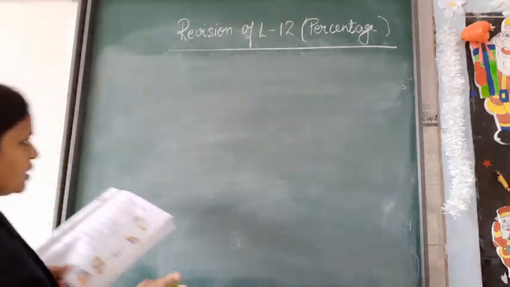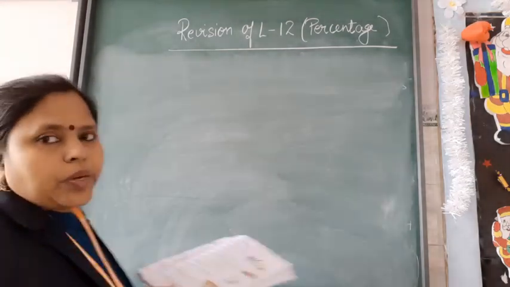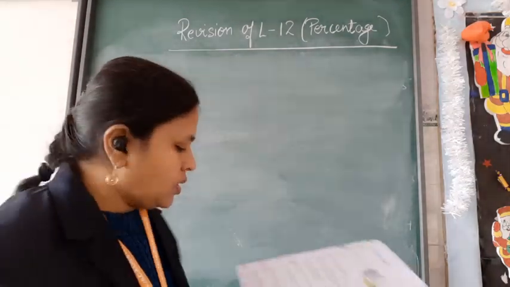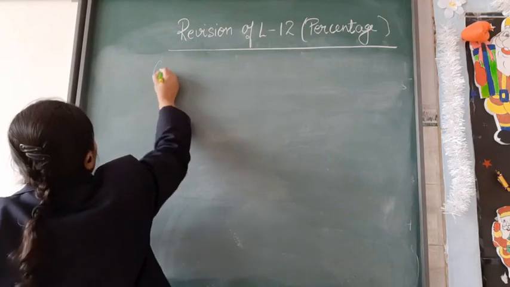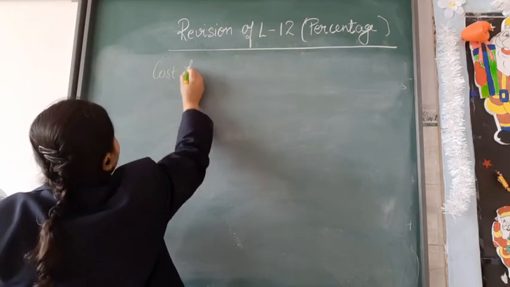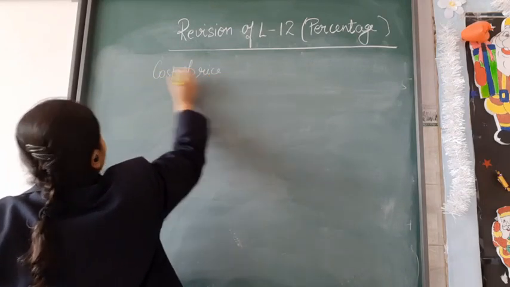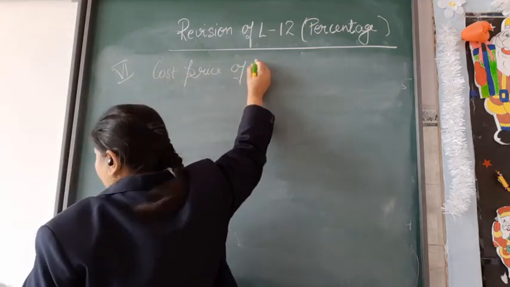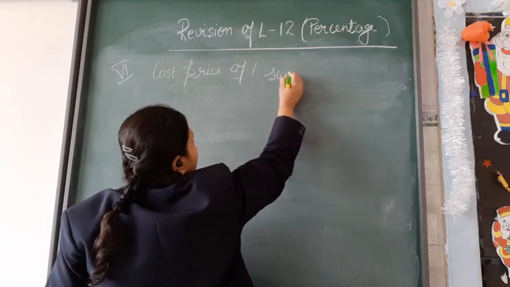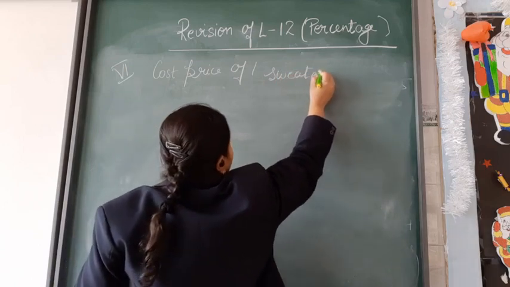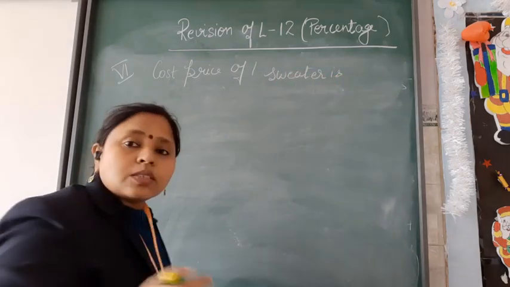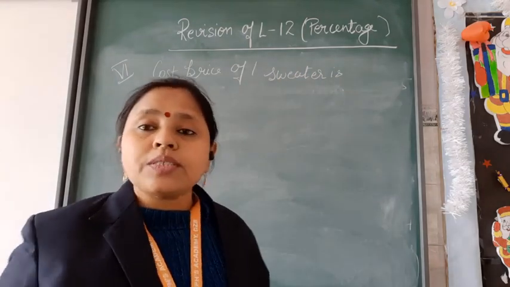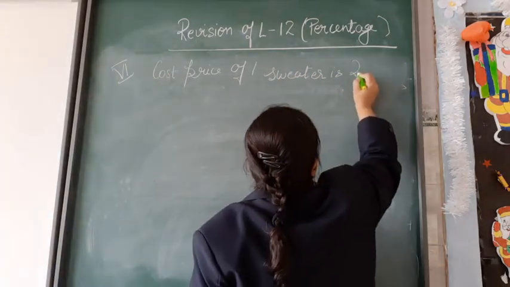So Amrish bought. So what means the cost price? The cost price of the sweater was rupees 250. So the cost price of, this is question number 6. Cost price of one sweater is, what is the cost price of one sweater? Well, it is rupees 250, right?